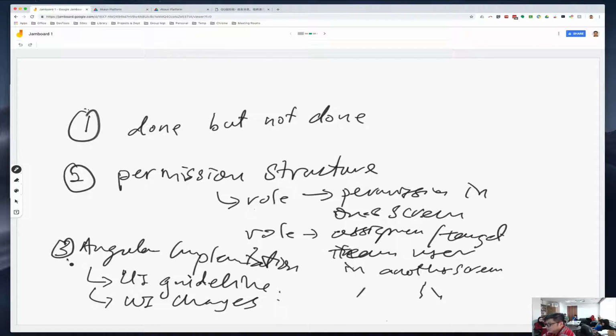Yes, you discussed. Okay, the next one is Angular implementation, the UI guidelines and the UI changes. Just now somebody mentioned about the button.